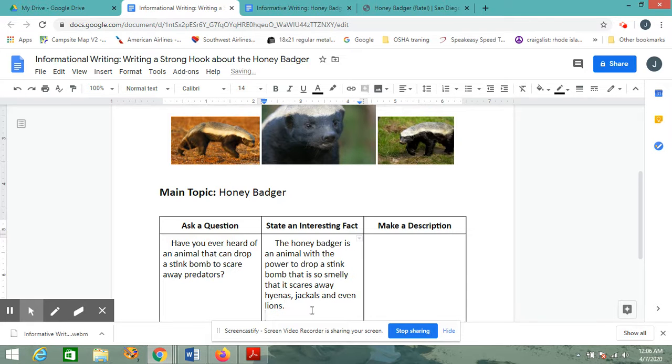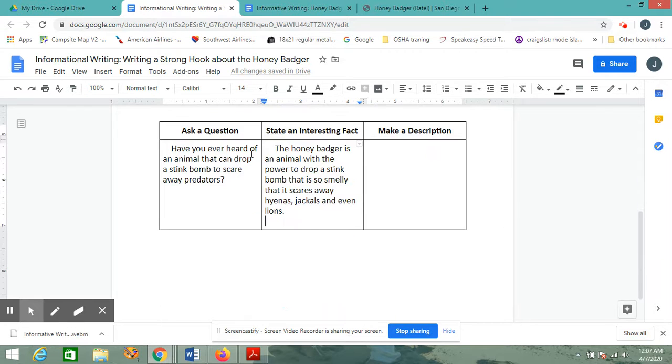So there we go. Then we have a kind of an interesting fact that's going to grab our reader's attention because that'll be the very first sentence of our writing of our introduction. The honey badger is an animal with the power to drop a stink bomb that is so smelly that it scares away hyenas, jackals, and even lions.